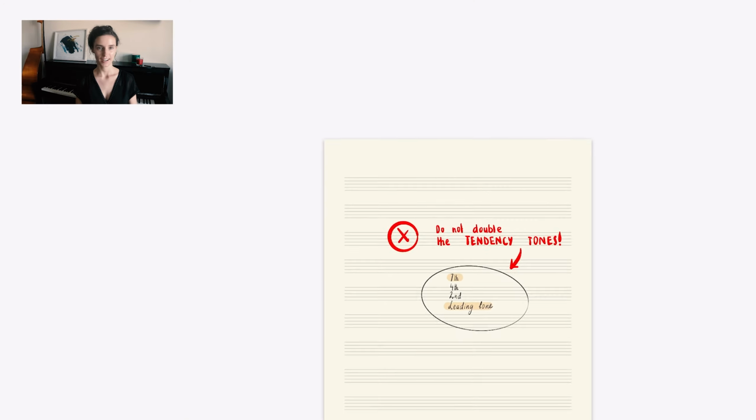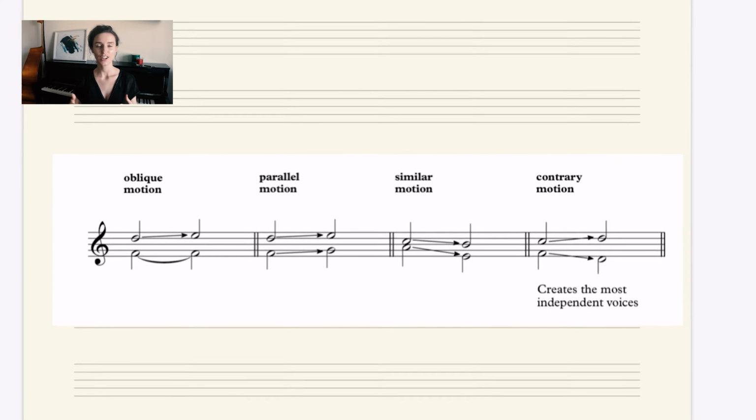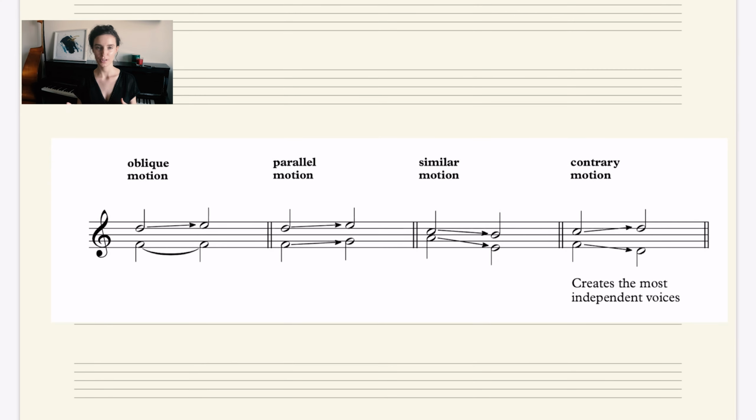In this part of the lesson, we are going to learn how to lead the voices. We are going to learn the rules of voice leading, how to lead the voices when we connect one chord to another chord. First, you have to know that there are 4 kinds of motion.